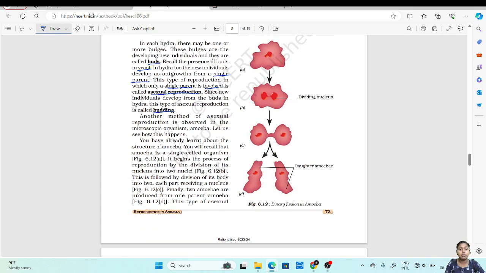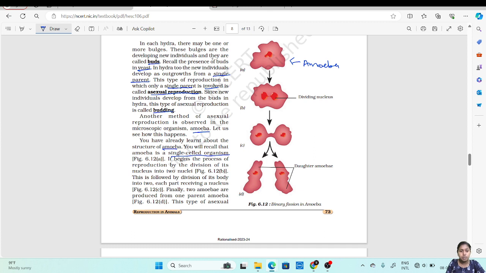Another method of asexual reproduction is observed in the microscopic organism amoeba. Let us see how it happens. You have already learned about the structure of amoeba. So this is an amoeba, which doesn't have a fixed structure or shape. It takes any shape. The amoeba is a single celled organism.